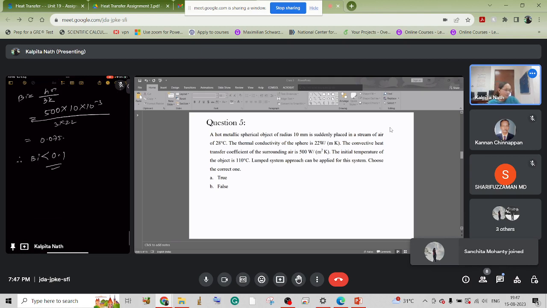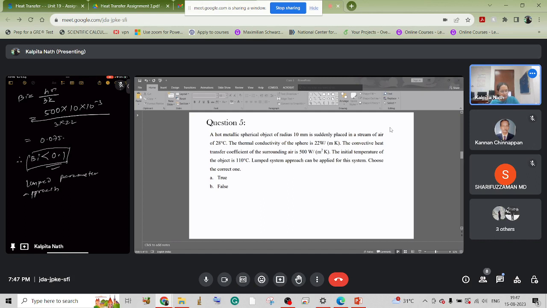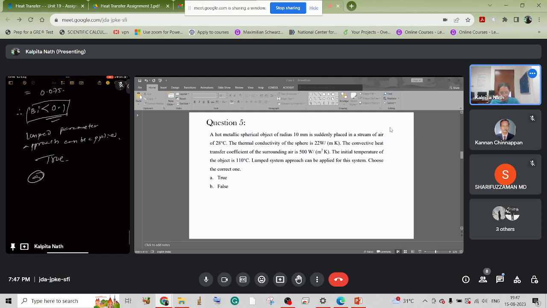So we know that for Biot number less than 0.1, the lumped parameter approach, that is the lumped parameter model, can be applied. So here the lumped parameter approach can be applied. So it will be true. That is option A. Now let us proceed to the next question.